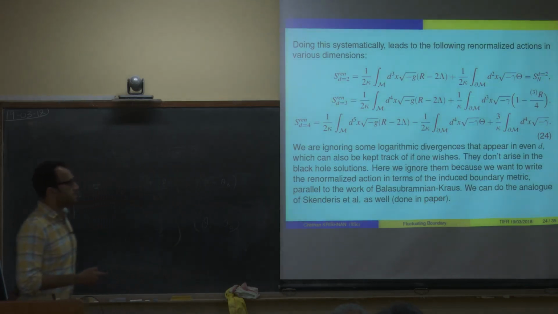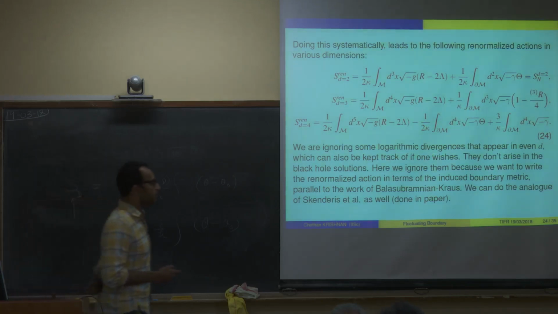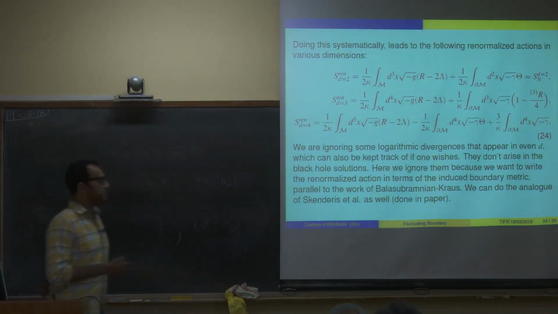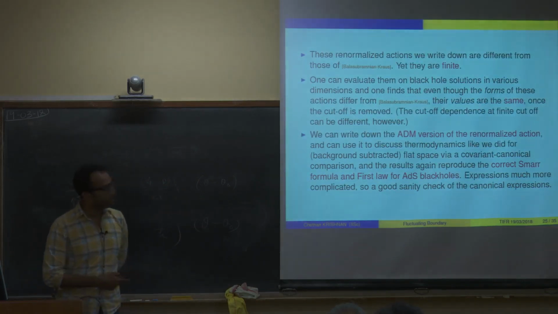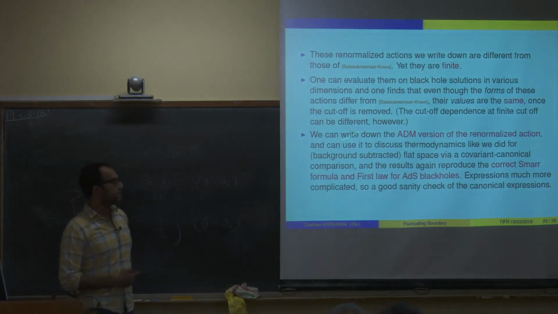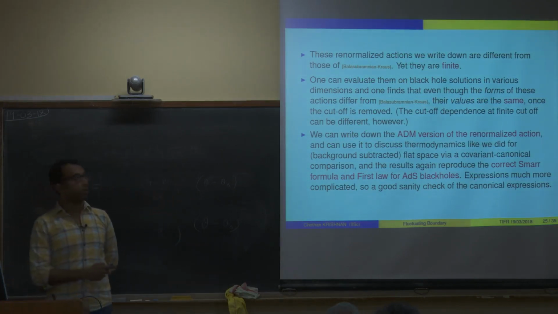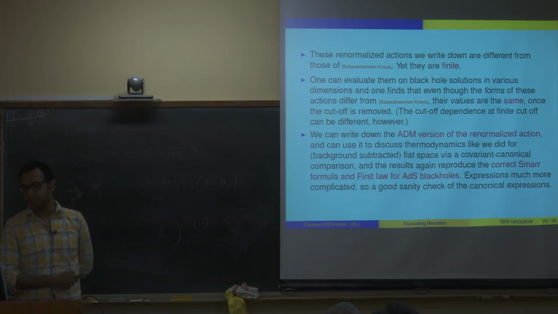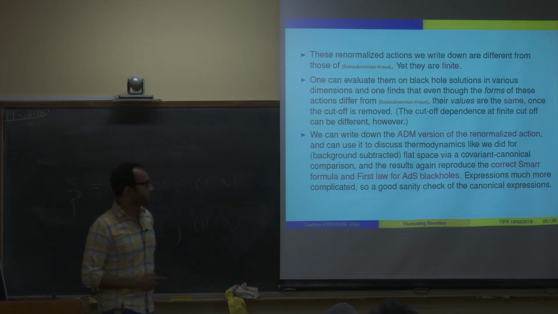The precise form of the terms that show up here are all different from the standard Dirichlet ones. But it turns out that if you calculate these things in the background of the known black hole solutions, they give you the same answer as the Dirichlet case. First of all, I forgot to emphasize that obviously after you renormalize, these things are finite, and their values before the cutoff is removed are different from the Dirichlet action, but when the cutoff goes to infinity, they become identical.